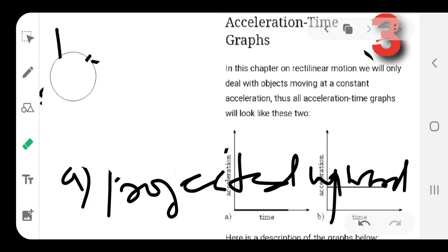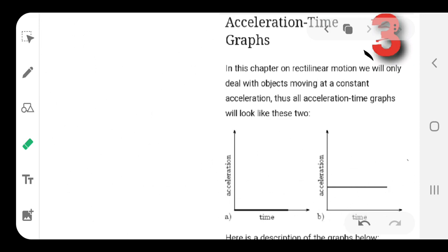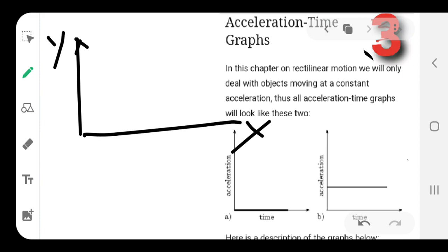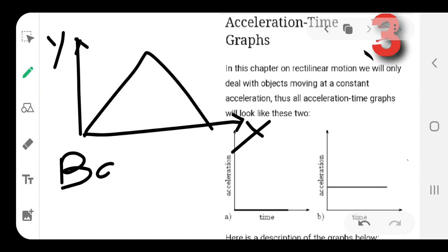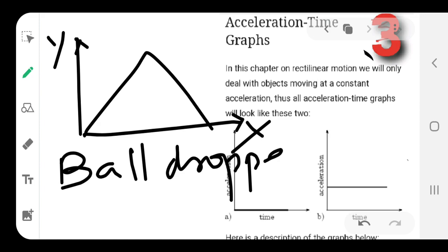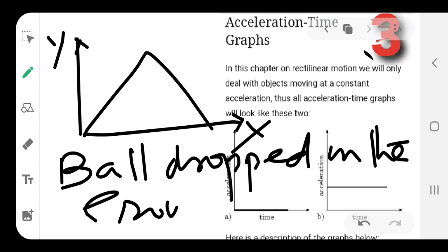And what happens if you have a graph like this? Again draw the same x axis and y axis, give it a caption as I have told you earlier. And if the graph is somewhat like this, then what can you call it? In this case it represents a ball dropped on the ground from a certain height.